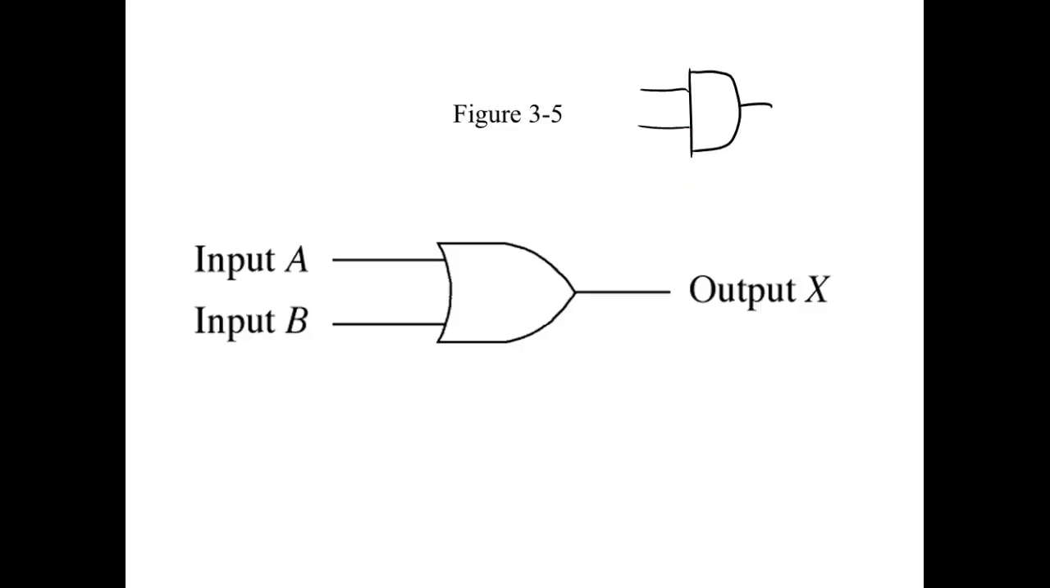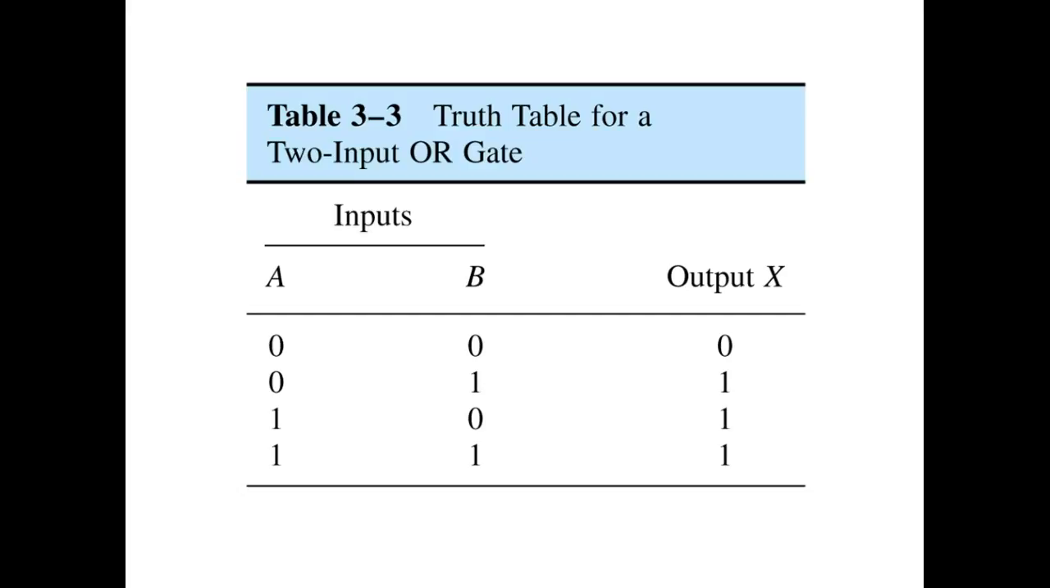So this OR gate has OR logic, and it's got at least 2 inputs, right? Could have a lot, but at least 2. This is the truth table for the OR. Are we okay? Yes or no? We're just going back and reviewing. We already went through this, right?